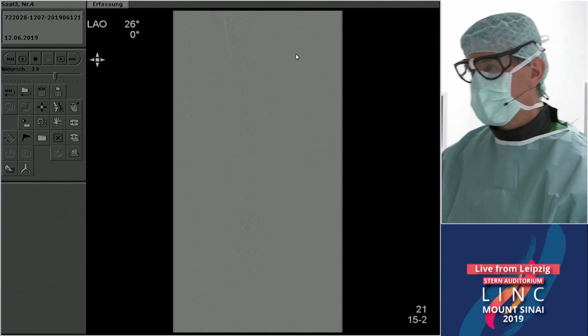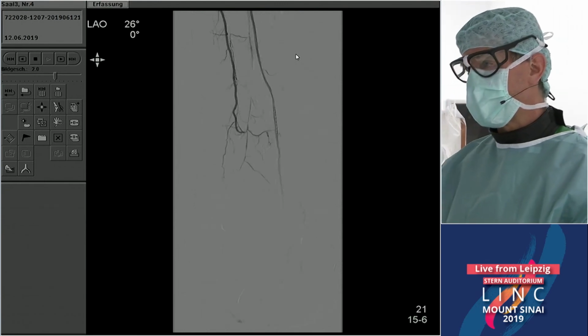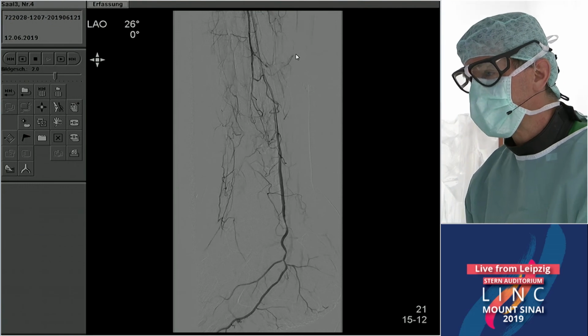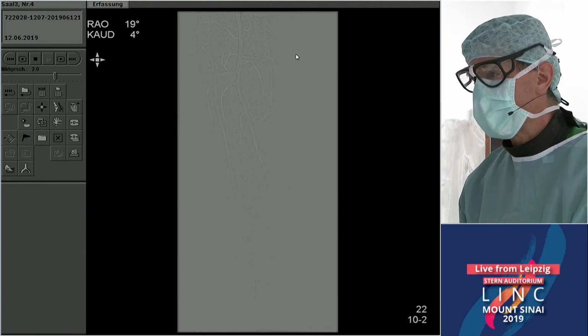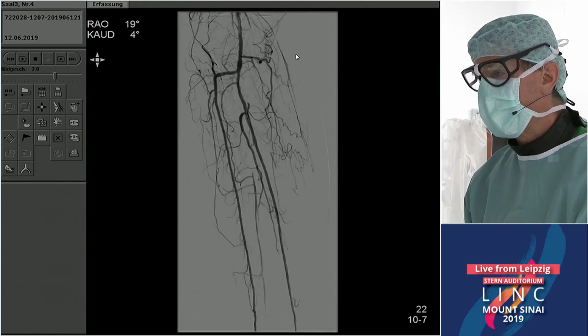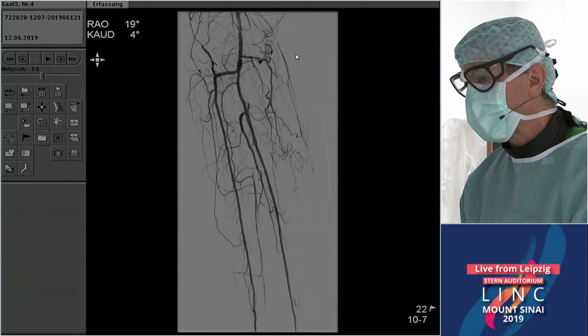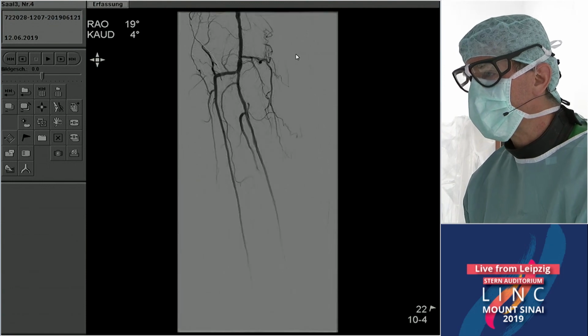Yeah, so quite happy with this result. Looking for dissections here, I think not really any. I did another angulation proximally here, but also here. So again, what do you think? Any place for a tack?